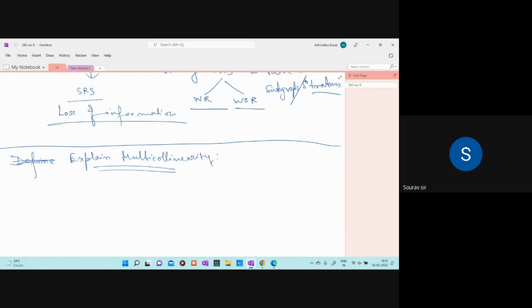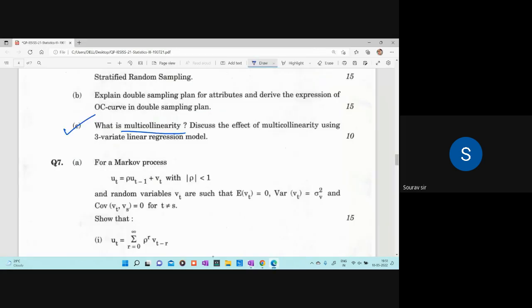Yes, who was asking about multicollinearity? Hello, am I audible? Yes, ma'am. Can you just define what you know? Please define what is multicollinearity. The independent variables are related. Okay.